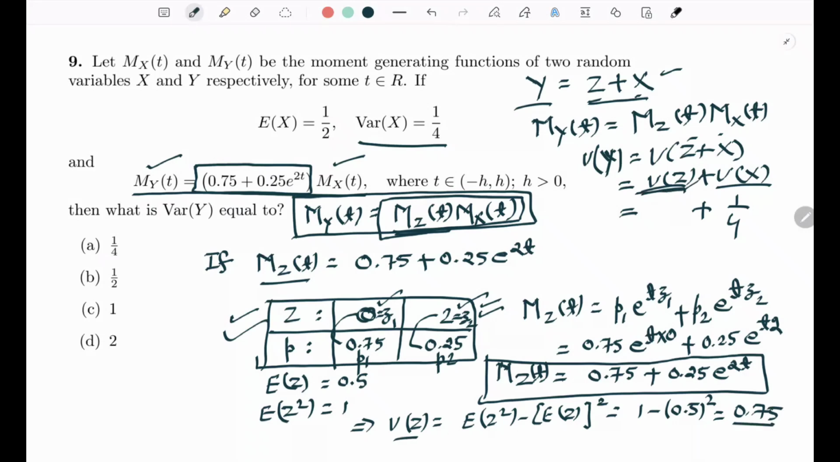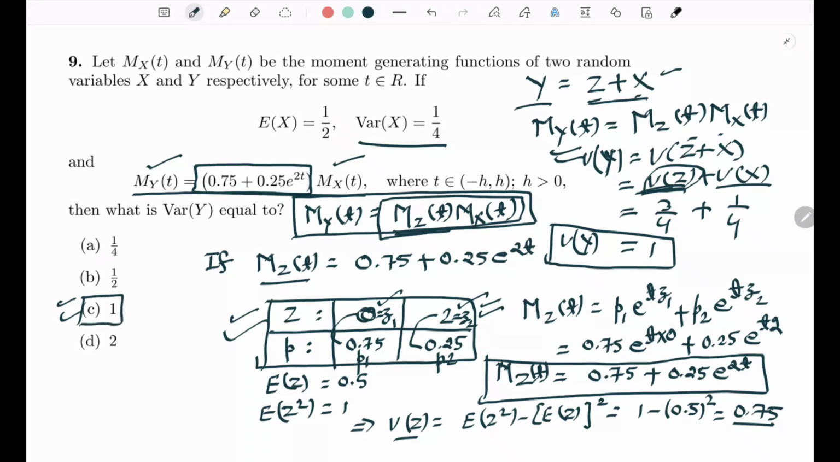So in the variance of Y here, we can write 0.75, which means 3/4, plus 1/4. This sum will be 1. So the variance of Y will be 1. So option C is correct.